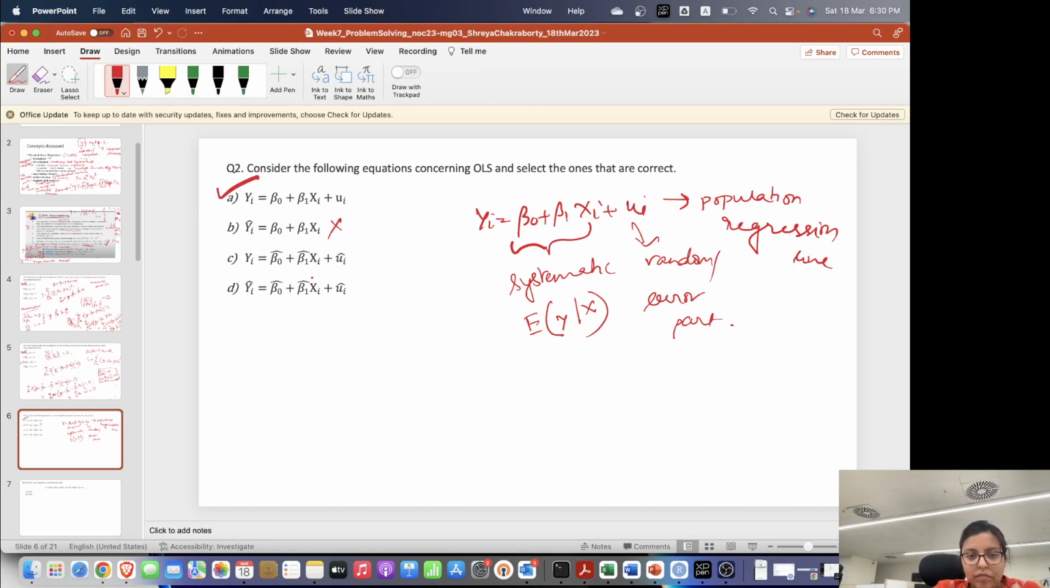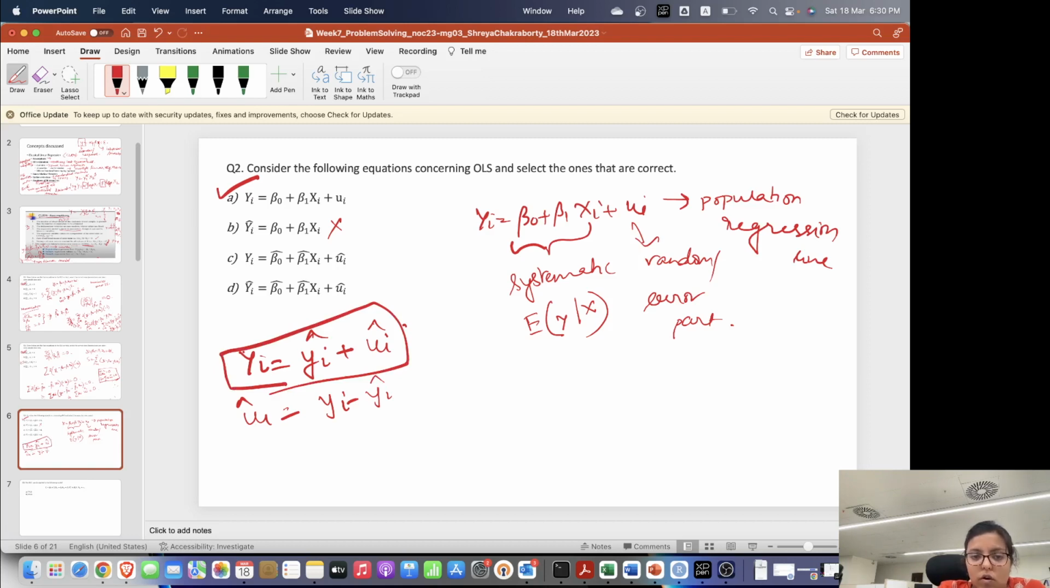Again this one, why is this correct? So this one is correct because yi equals yi predicted plus ui predicted, because ui predicted is nothing but yi minus yi predicted. This one holds. Observed yi is whatever I am able to predict, and whatever I am not able to predict, I am putting as residuals. So both of these will add up to yi. If we expand on this, then yi equals beta naught hat plus beta 1 hat xi plus ui hat.